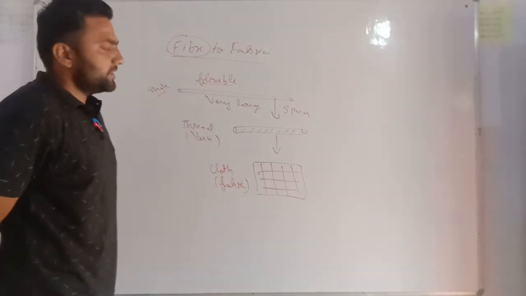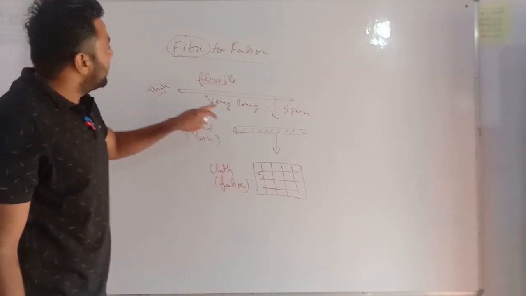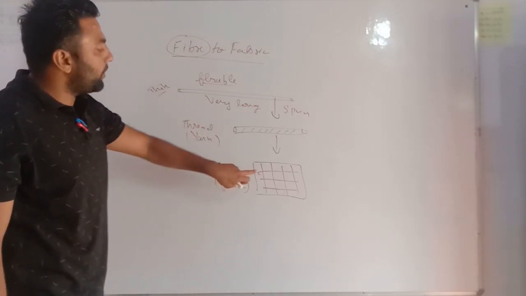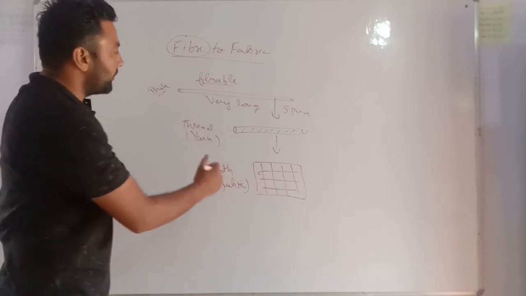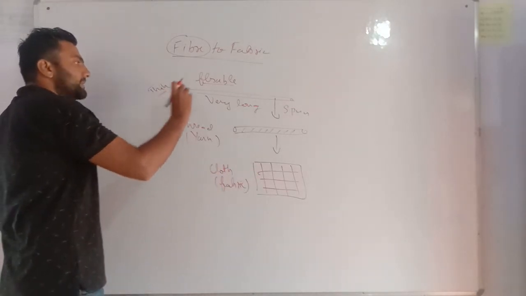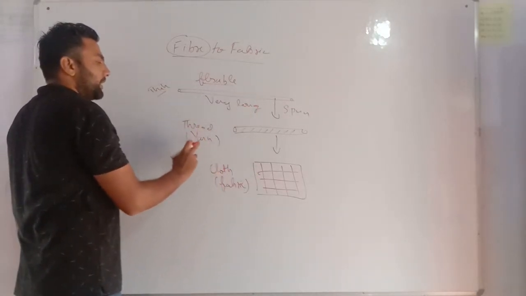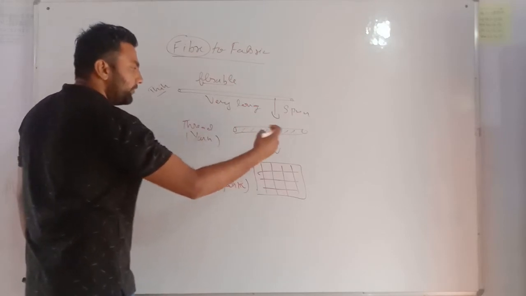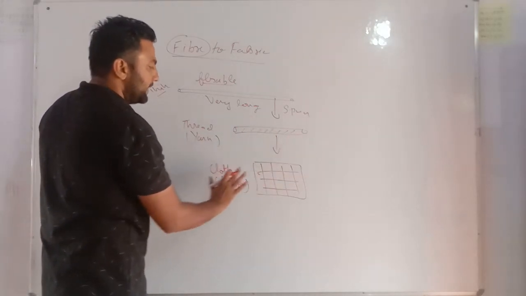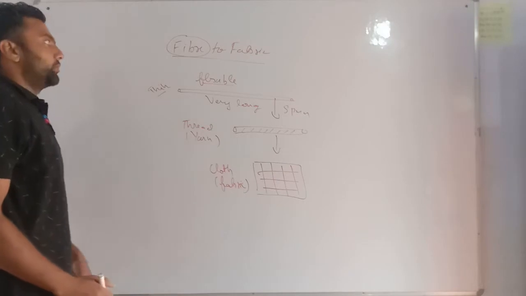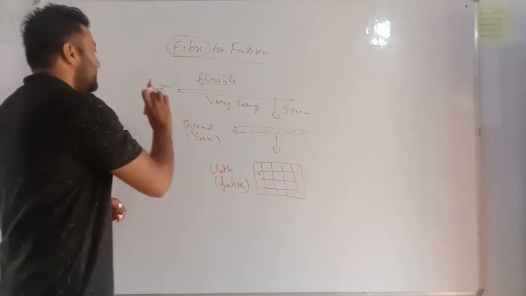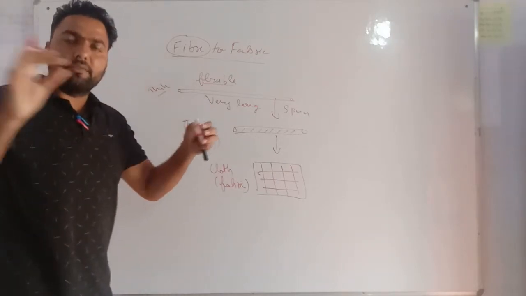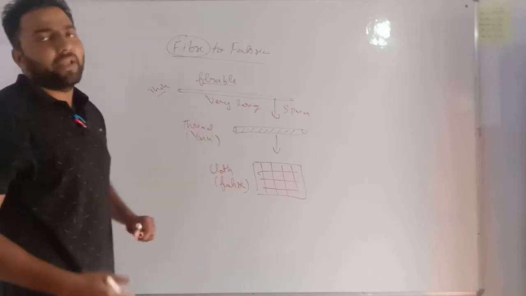In simple language, we can say that fibers are the building blocks of any cloth or fabric. Fibers are spun to make yarn, and from yarn, by weaving and knitting, it is converted into cloth. So, what are fibers? Fibers are very thin and very long strands, and they are flexible.